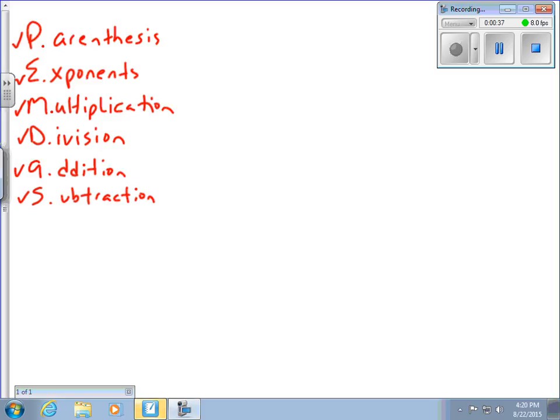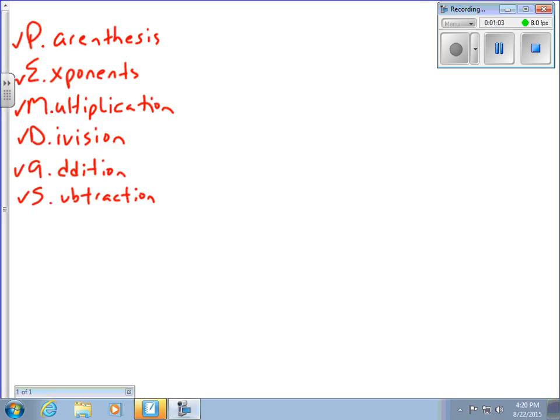All right, so as you can see, the P is parentheses, the E is exponents, the M is multiplication, the D is division, and the A is addition, and the S is subtraction. We do any math problem in this order. If a problem has a couple of sets of parentheses in it, you just do them from left to right. Or if you have parentheses in parentheses, you work the parentheses inside out. And I will give you examples of that.